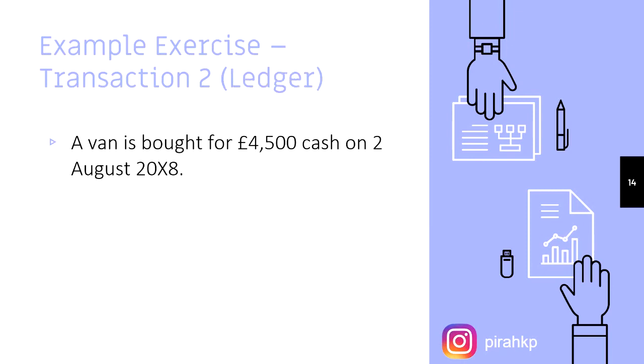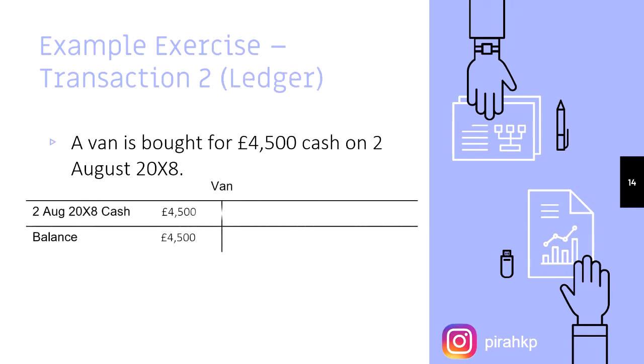Now we are going to make ledger accounts. Now van is very simple. You don't have to do anything. You just have to write van 4,500. What did you give up for it? Cash and date. And then you are going to write balance and you will just write the exact amount.